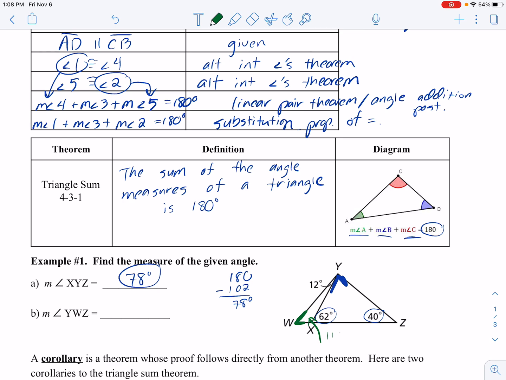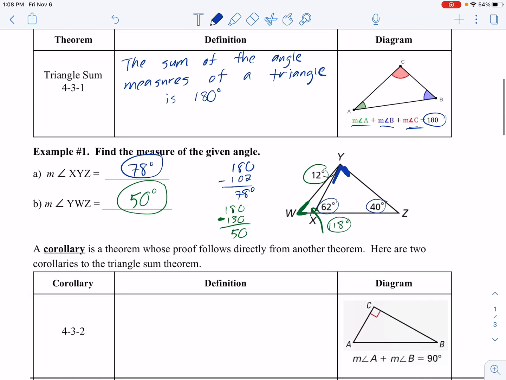You needed to subtract 62 from 180 because these are adjacent and form a straight line. That angle would be 118. And now we have two of the three angles in this triangle, and we could subtract them from 180. 112 plus 18 is 130, and we're left with 50 degrees.